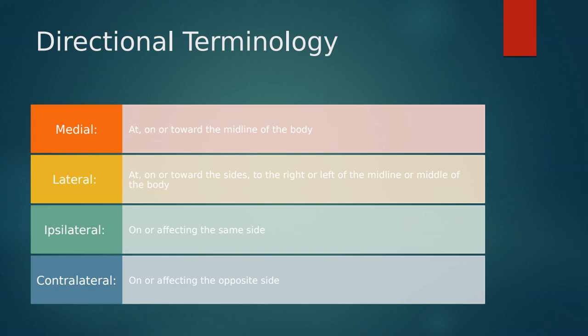Now, ipsilateral and contralateral are talking about sides. If something is affecting the same side, it's going to be ipsilateral. If something is affecting the opposite side, it's going to be contralateral. Sometimes we can see a lot of patients' symptoms of, say, numbness, right? They may come in and have right hand and right foot numbness. That is going to be an ipsilateral symptom. Now, if they come in and have right hand and left foot numbness, those are going to be contralateral symptoms.